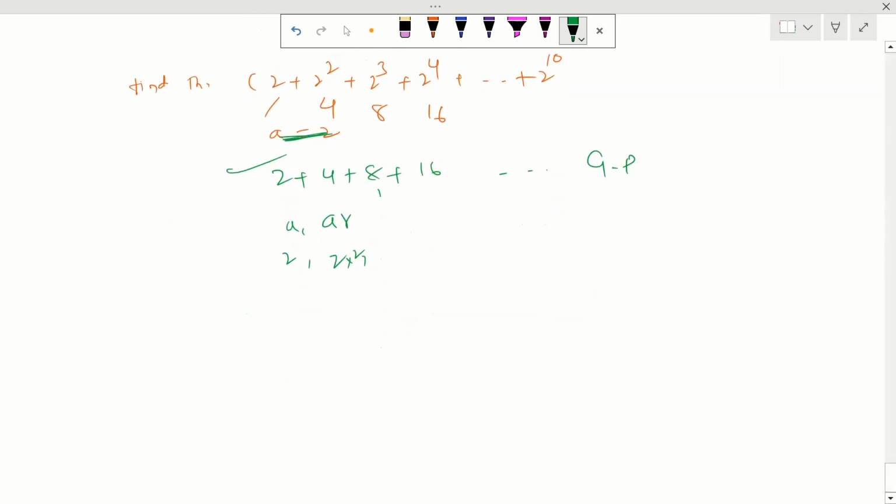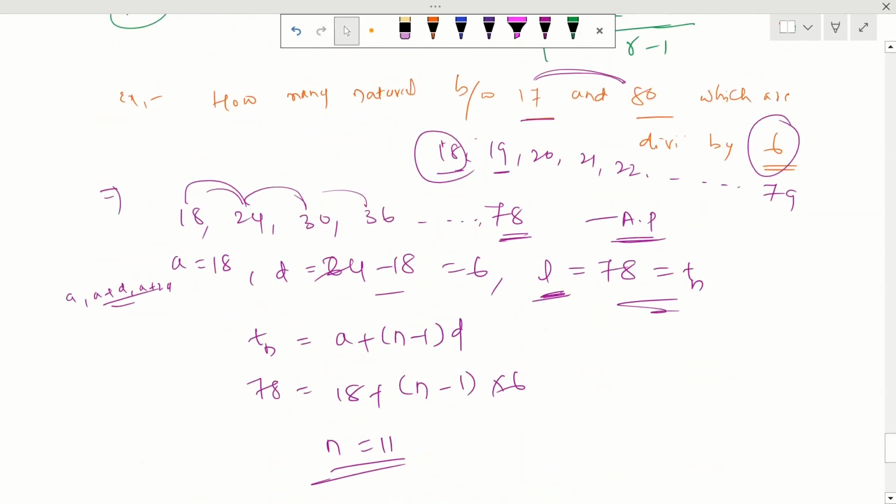So now what do we have to do? R is what? R is the later term divided by the previous term: 8 by 4, R is 2. Then the required sum: since R is 2, it is greater than 1. So what is the formula for R greater than 1? The sum is A into (R to the power of N minus 1) divided by R minus 1.